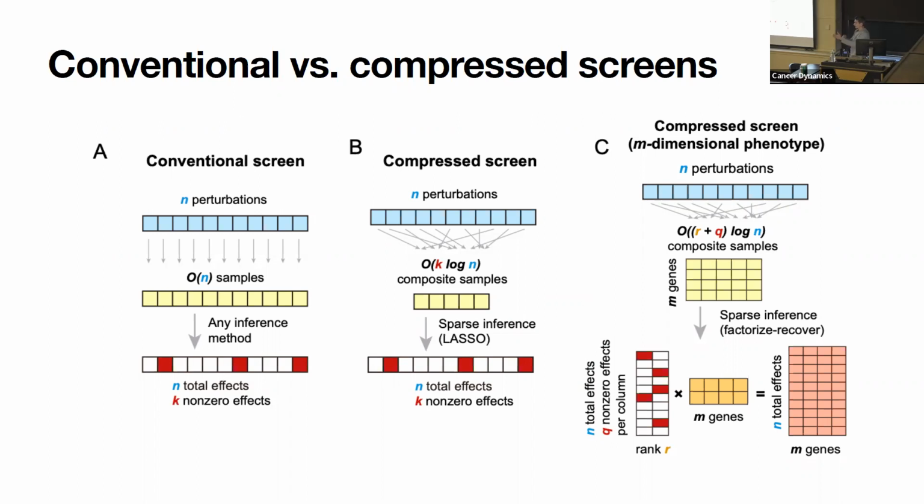And then we have a linear scaling based on the number of non-zero parameters that we're trying to infer, which we don't necessarily know in advance, but very often we know that many perturbations don't produce a significant effect. So we have some prior notion that there's going to be sparsity in the outcome, even if we don't know exactly how many non-zero things there are going to be.